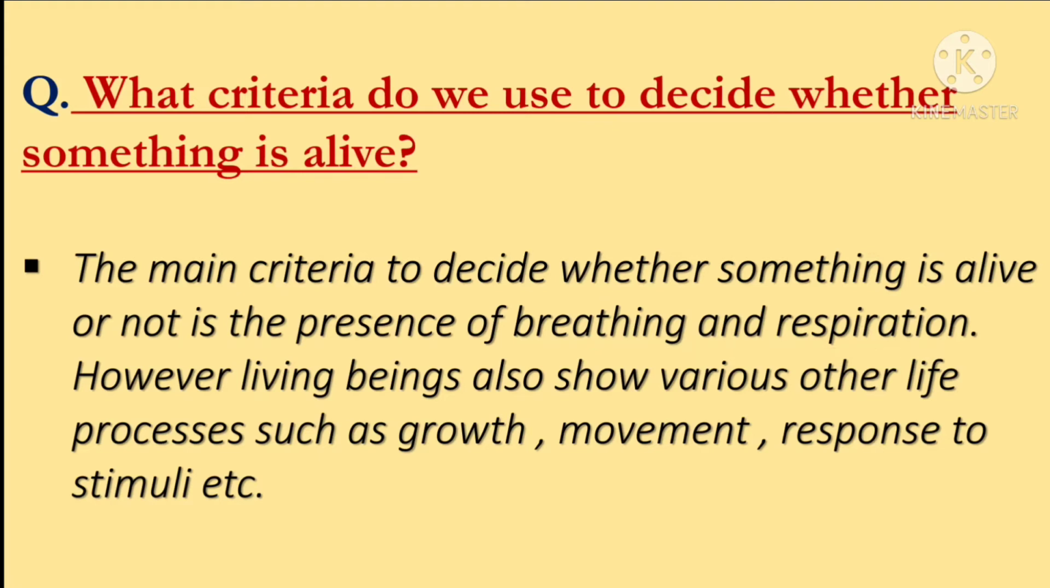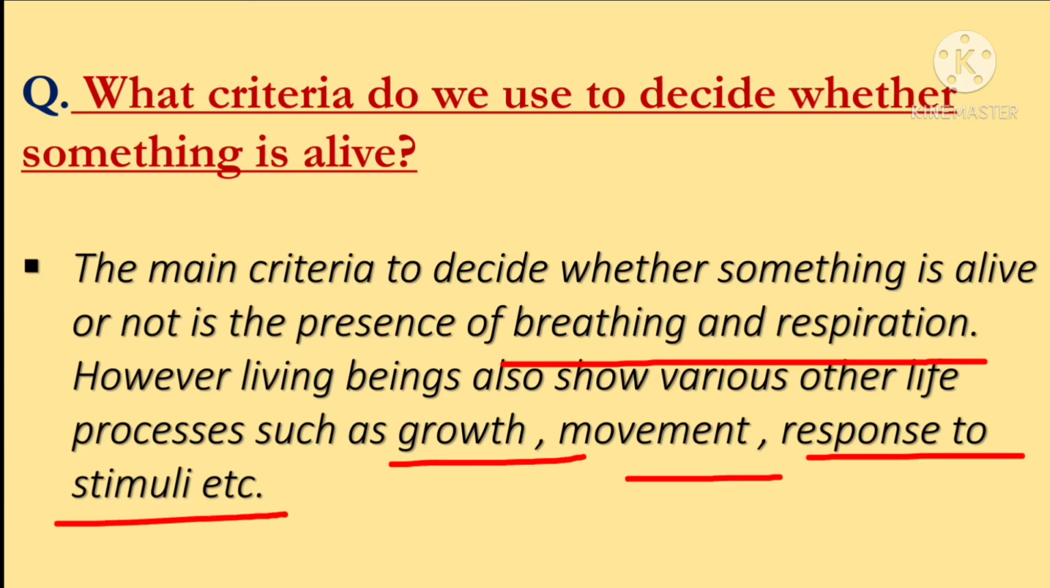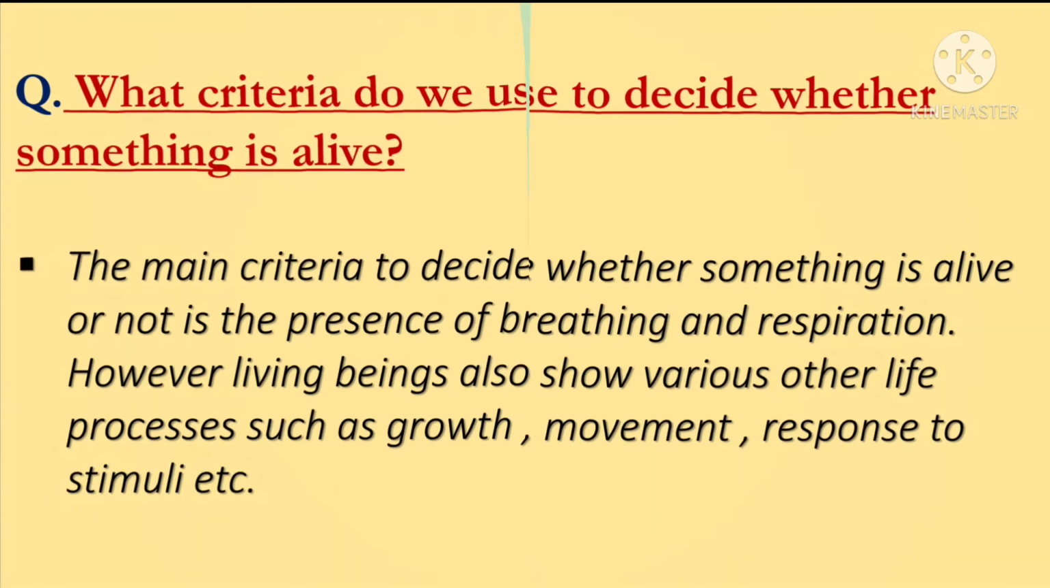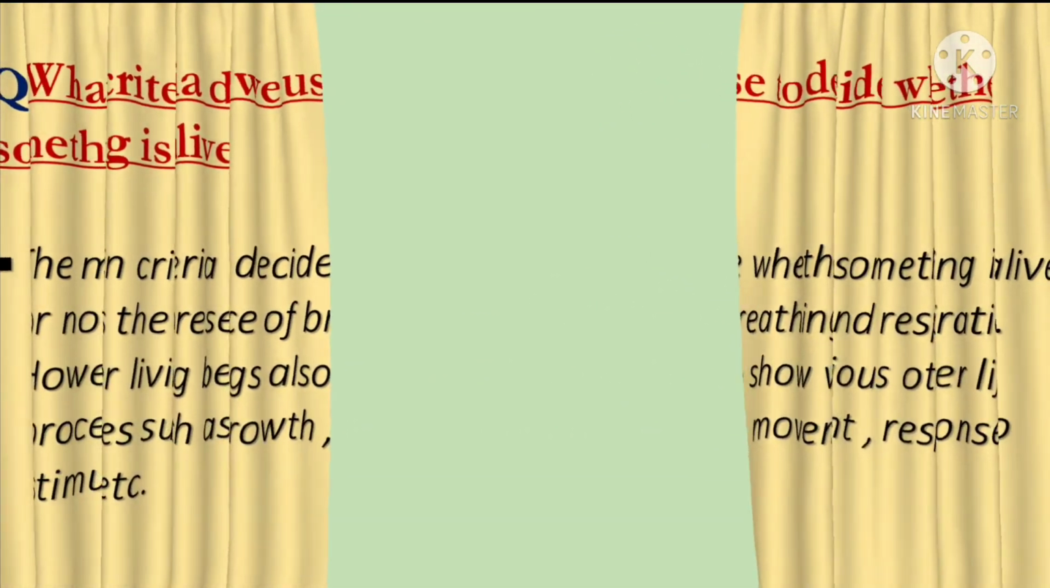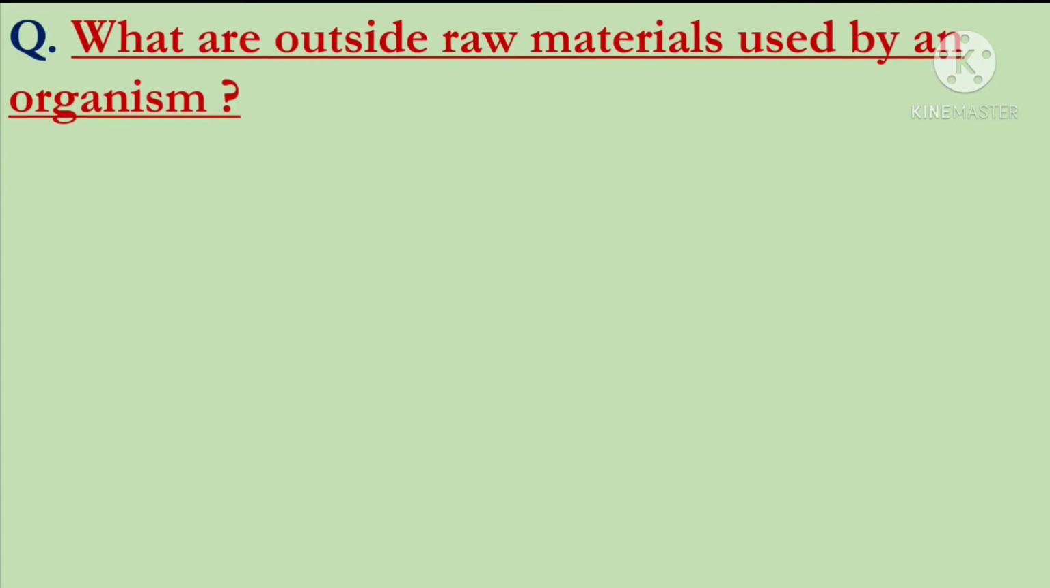So the answer goes like that: the main criteria to decide whether something is alive or not is the presence of breathing and respiration. However, living beings also show various other life processes such as growth, movement, response to stimuli, etc. Now the third question is, what are the outside raw materials used by an organism?